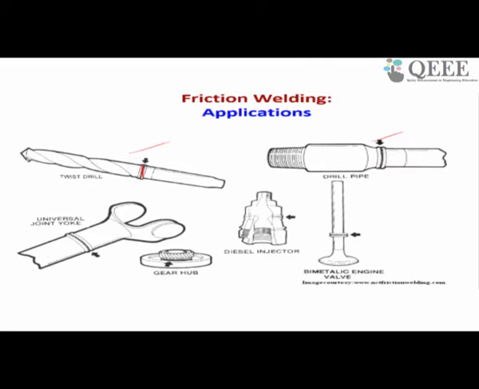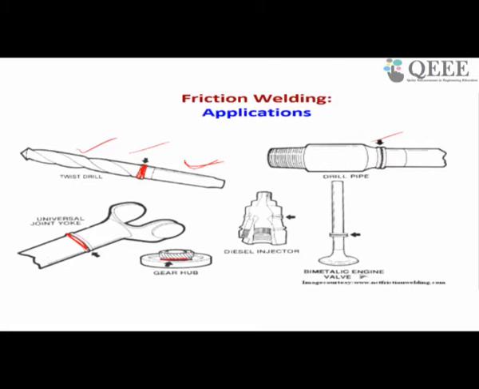Here this is your drill bit and this is your shank, drill bit shank. They join here by using friction welding. So this is a universal joint. Here they join by friction welding. Here, gear hub, they join by friction welding.